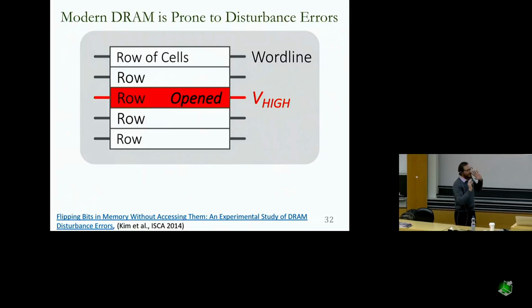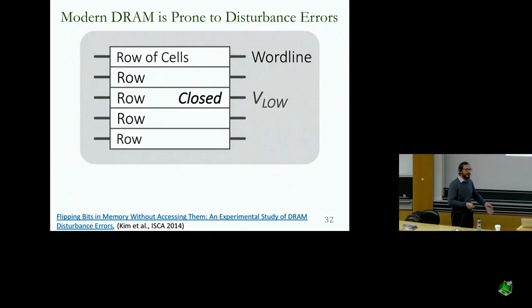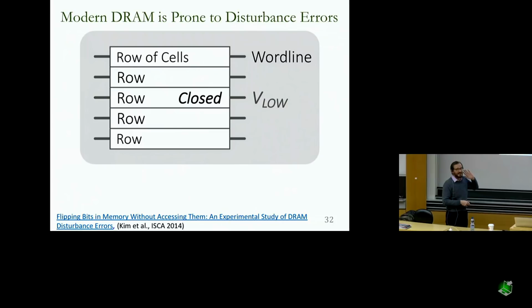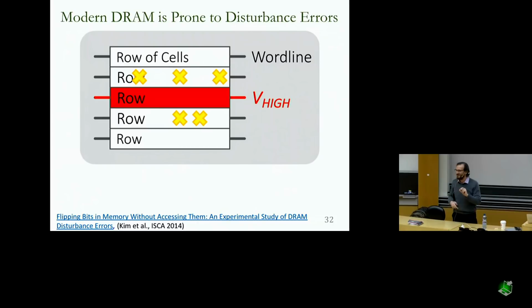Now, it turns out, if you keep doing this repeatedly, so this is what you need for a read, activate, and then precharge when you're done with the read. You're just reading, you're not even writing to memory. If you keep doing this repeatedly, activate, precharge, activate, precharge, and so on, it turns out that in most DRAM chips, memory chips that you buy today, you get errors in adjacent rows. Not the same row, but rows that are immediately adjacent to this row.